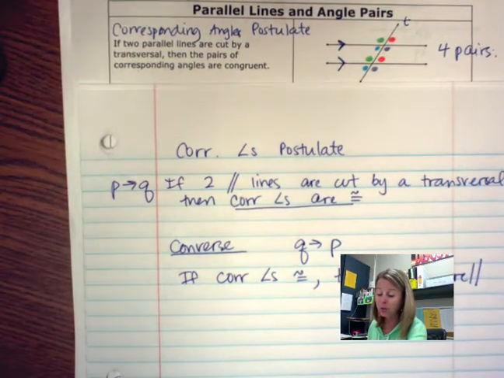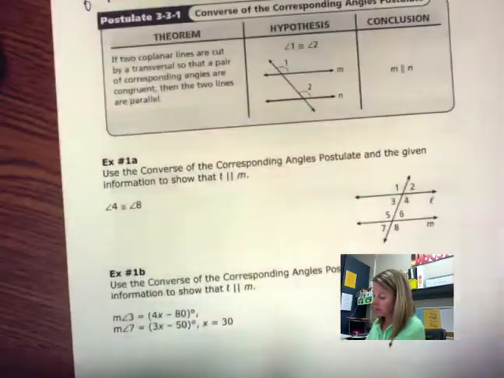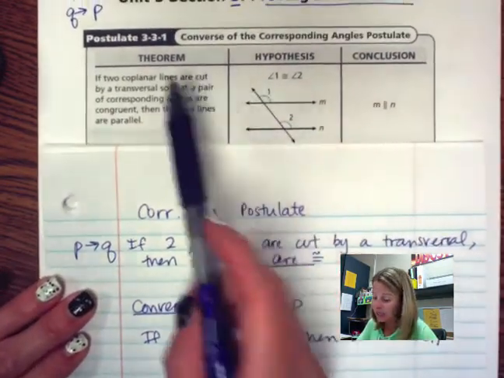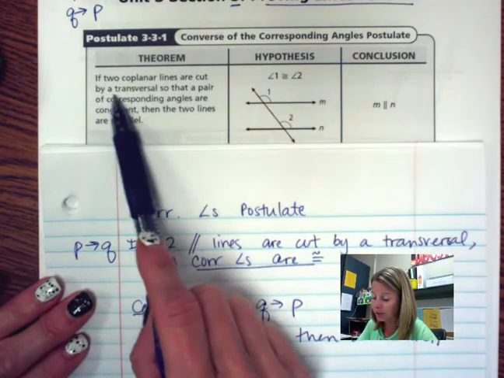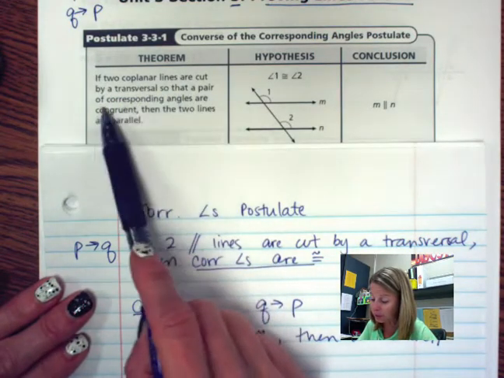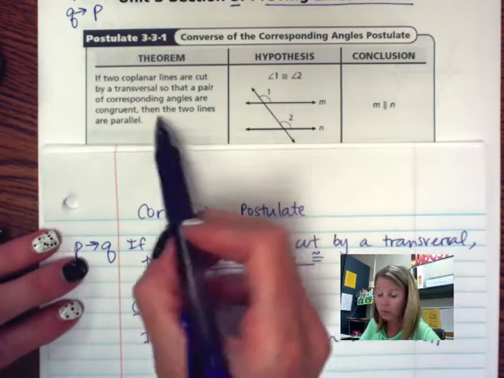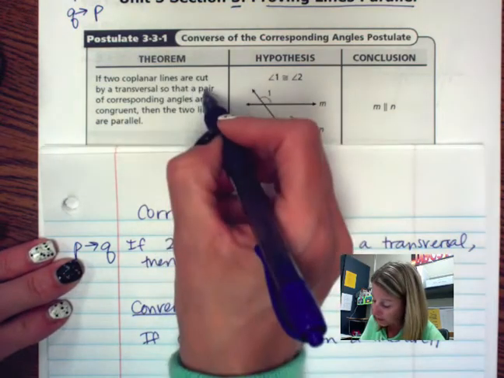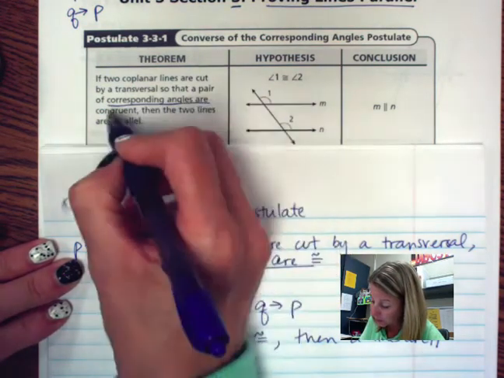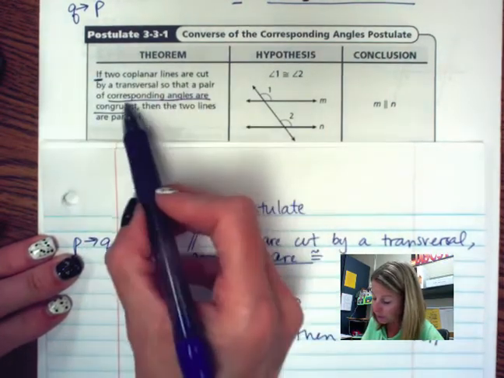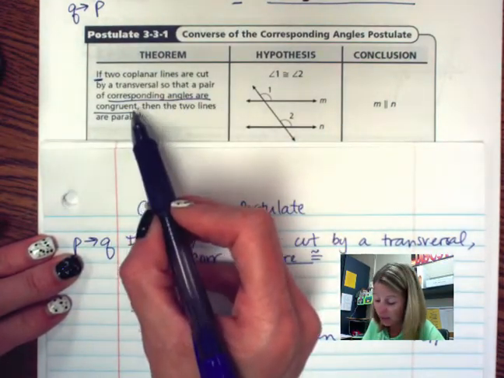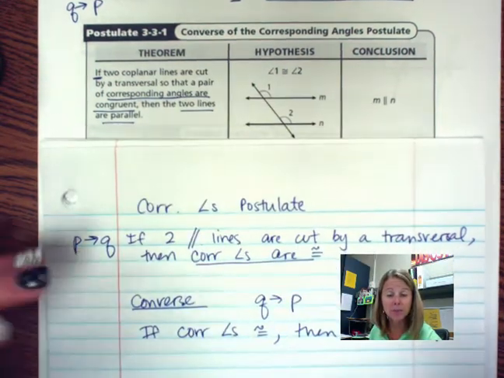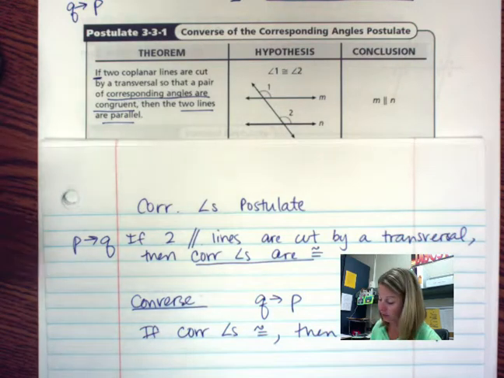The reason I wanted you to listen to that was I want you to look at what our first postulate is. Our first postulate says, if two coplanar lines are cut by a transversal so that the pair of corresponding angles are congruent, then the two lines are parallel. So the hypothesis is if corresponding angles are congruent. So here it is. If corresponding angles are congruent, then the lines are parallel. That's my converse that I generated from simply writing the converse of the postulate.